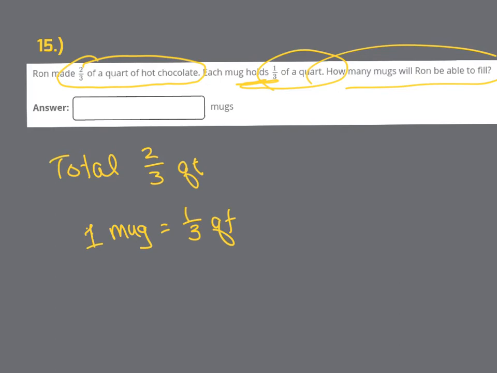Well, I'm dividing here. I've got a total of 2/3 divided by 1/3. Now, we've got a couple of choices here, folks. We can go through all the math, keep the first, flip the second, then we multiply. Or we can just stop for a moment and think about this. I have 2/3, and each mug holds 1/3. How many mugs is that? 1/3 plus another 1/3 is 2/3, and that's all I have. So logic tells me, without all sorts of fancy math, that the answer is 2 mugs.